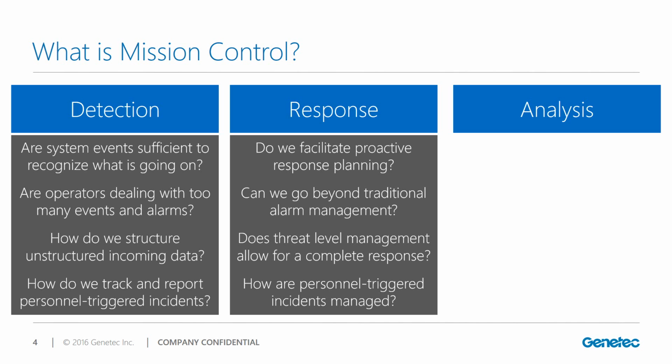Does threat level management allow for a complete response? We can do a lot in terms of alerting people and performing actions when modifying threat levels on a system, but does it do everything? How are personnel-triggered incidents managed? We may be able to trigger an alarm or set a threat level for the lost child or abandoned baggage, but do we know who is looking into the problem? What happens if this leads to something bigger like a bomb threat? How can we react to that?